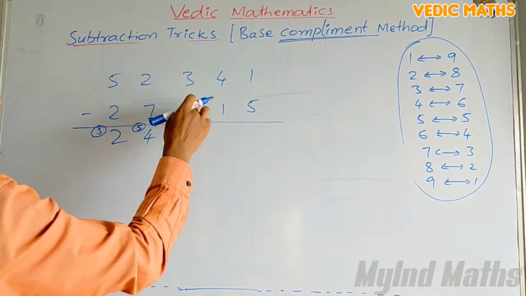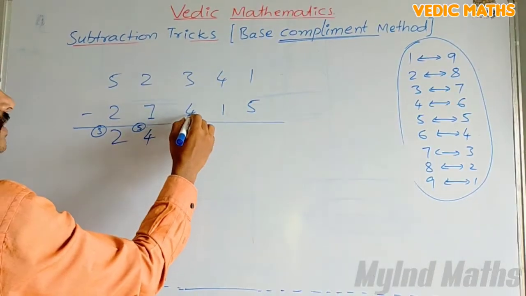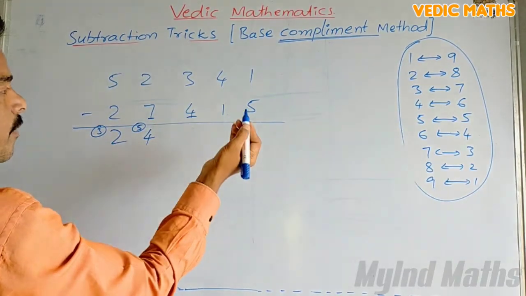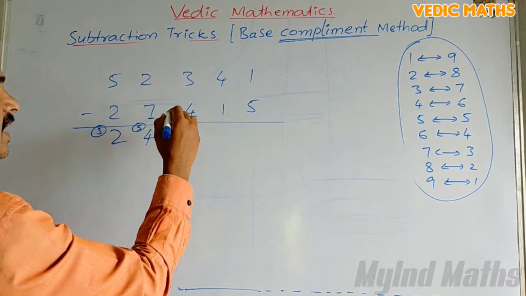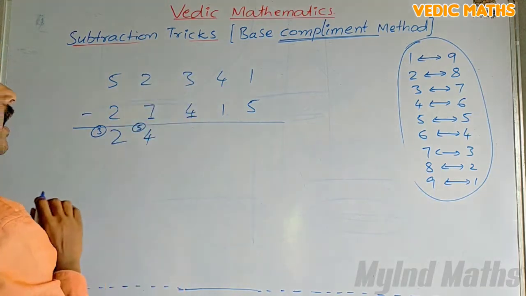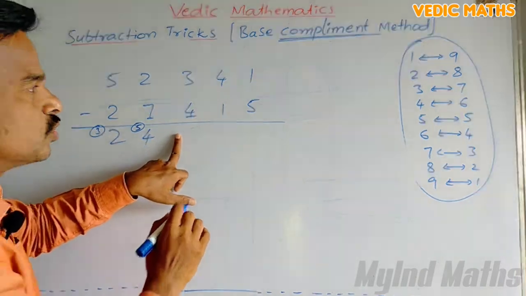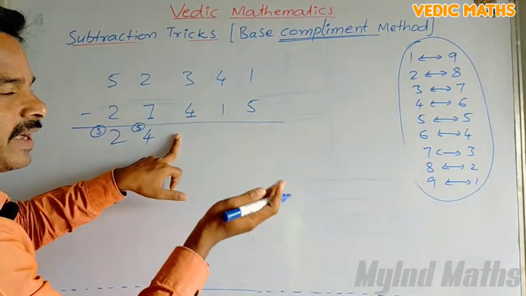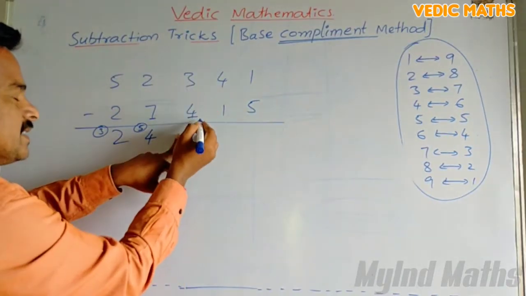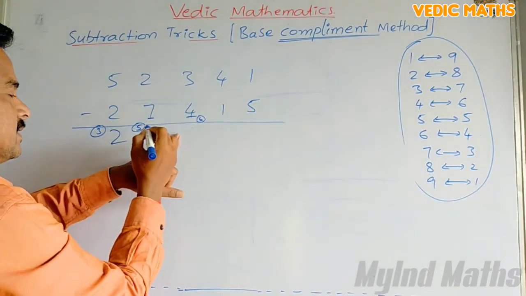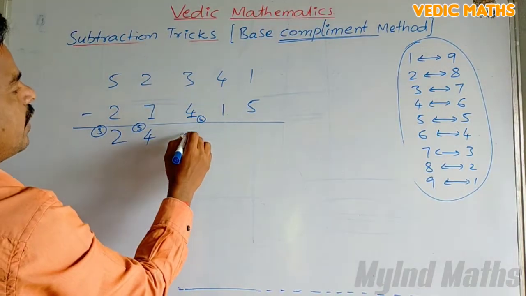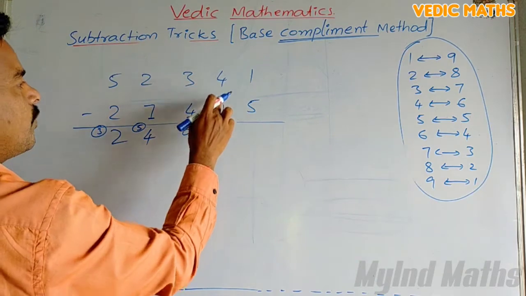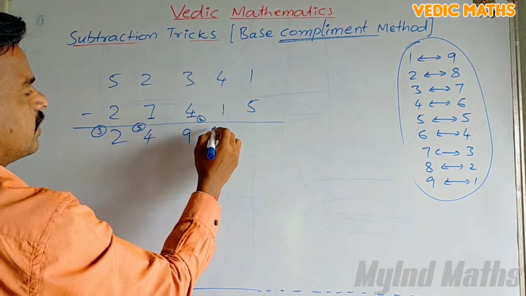Okay, next 3 minus 4. What is the base here? 4. What is the complement of this base? 6. 6 plus 3 is 9. We should write 9. But next observe 4 minus 1. Yes, it is subtracting. So write as it is, 3 plus the complement 6. 3 plus 6 is equal to 9. You write 4 minus 1. Okay, easily we can write.